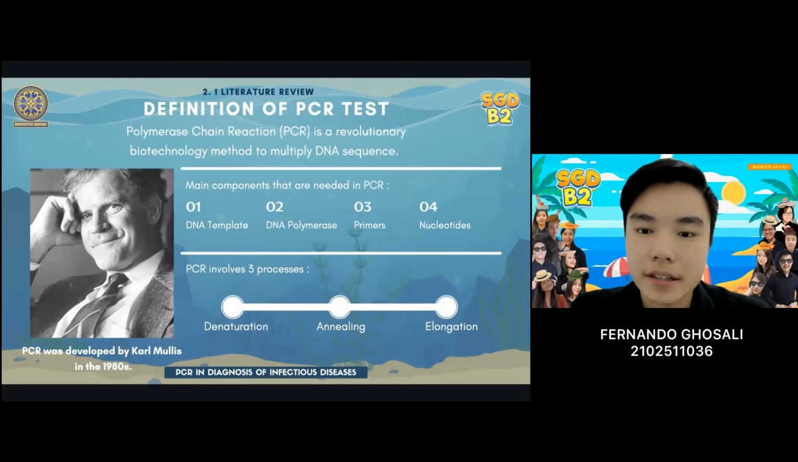Main components that are needed in PCR include DNA template, DNA polymerase, primers, and nucleotides. DNA template contains the specific sequence that is extracted from the subject. Primers help DNA polymerase by providing a starting point. PCR involves three processes. They are denaturation, annealing, and elongation. PCR can multiply DNA fragments to millions or billions of copies. Despite its sensitivity, any contamination of the test subject can lead to incorrect results. That's all from me. Thank you.